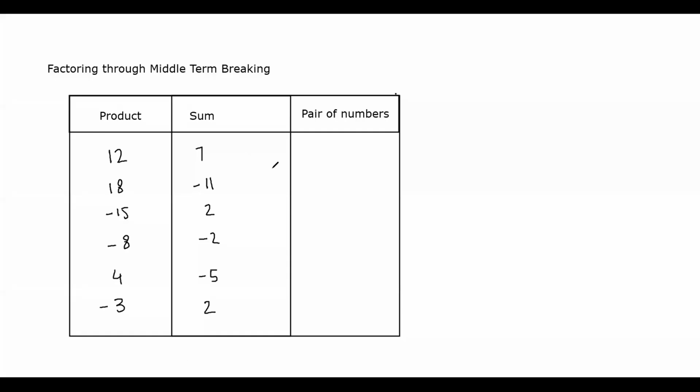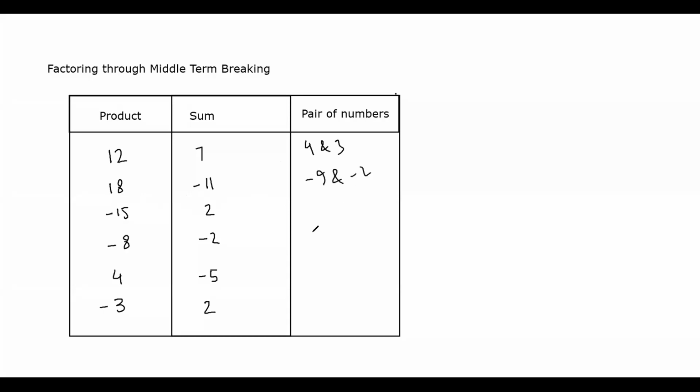Okay, we're going to practice some more here. The product is 12 and the sum is 7. Yes, Mustaqim, what are your two numbers? 4 and 3. Okay, that's right. Okay, Samiha, the product is 18 and the sum is minus 11. Sir, minus 9 or minus 2.